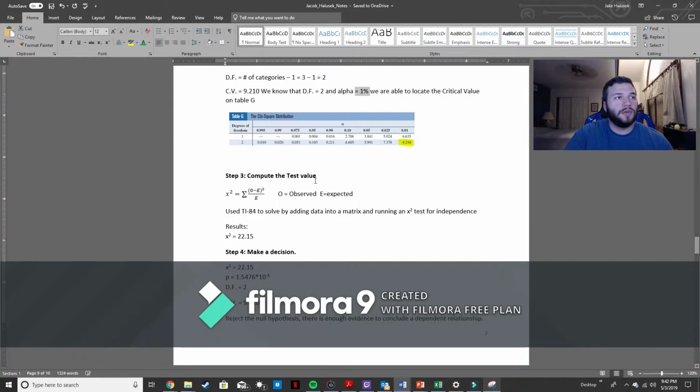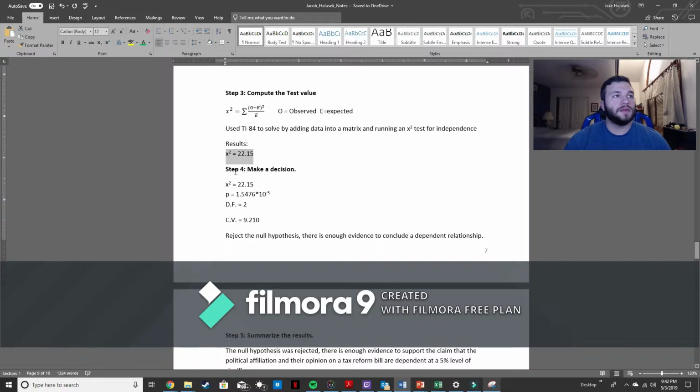Step 3, computing the test values. Again, the chi-square equation to figure out, go through the contingency table and get the chi-square value. I went through the calculator, set up that same matrix, ran it through all again. It doesn't change because we didn't change anything within the matrix itself, or we didn't change our degrees of freedom. The only thing that ever changed was our critical value because our level of significance changed. So we get the same result of 22.15.